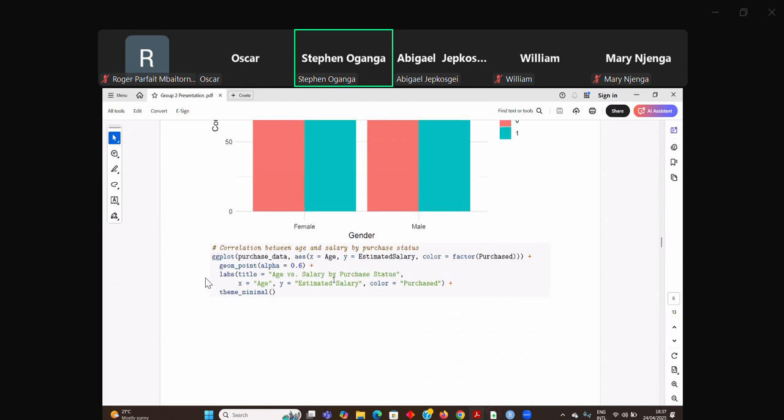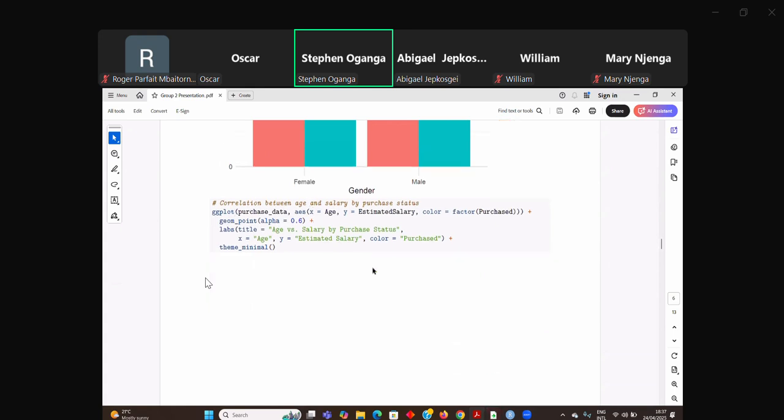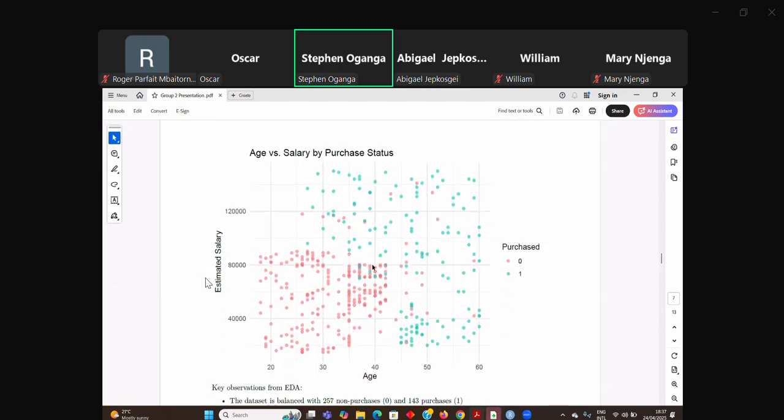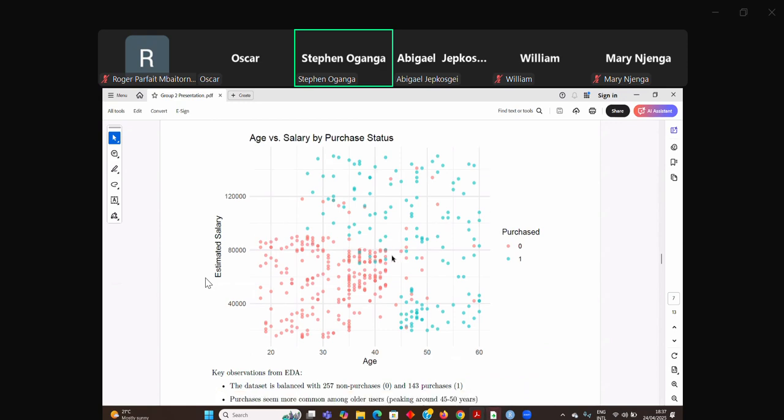And here we did a correlation between age and salary by purchase status. I think this diagram is similar to what William had shown in his presentation. On the y-axis, we have the estimated salary, and on the x-axis, we have the age, and this shows the distribution.